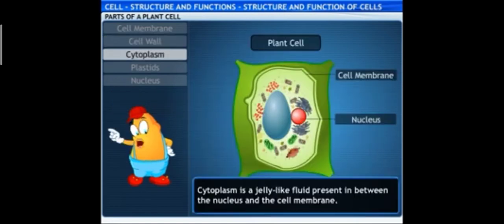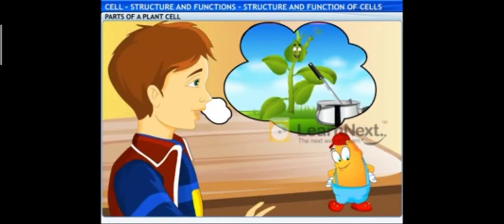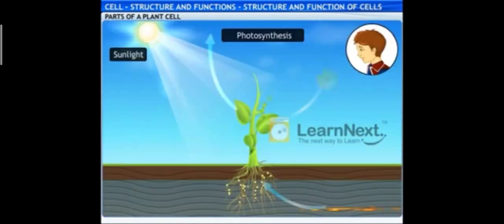Between the nucleus and the cell membrane, we find a jelly-like fluid called the cytoplasm. It contains a number of organelles. Do you remember how plants prepare their food? Sure, through photosynthesis. We learned that at school.